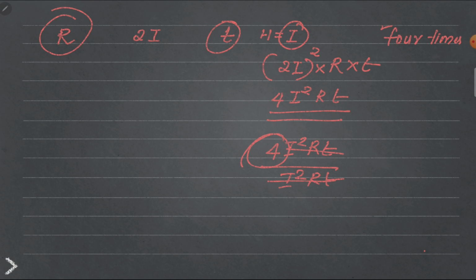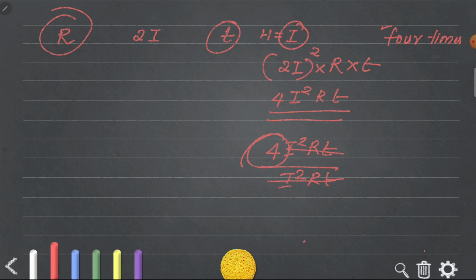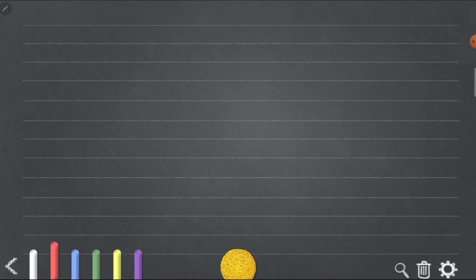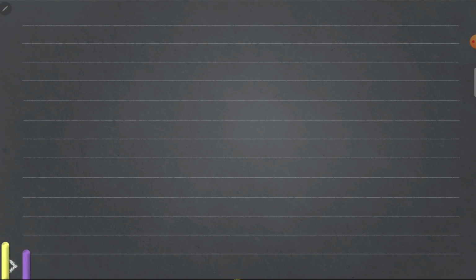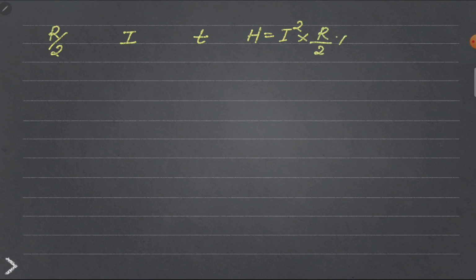Now here R has been changed to half its initial value. That is, instead of R we are having R by 2 now. Instead of I itself, no change for I and no change for T. Then the heat generated H is equal to I square into, instead of R we have to put R by 2, into T. Therefore the equation will be now I square RT by 2. Initially it was I square RT.